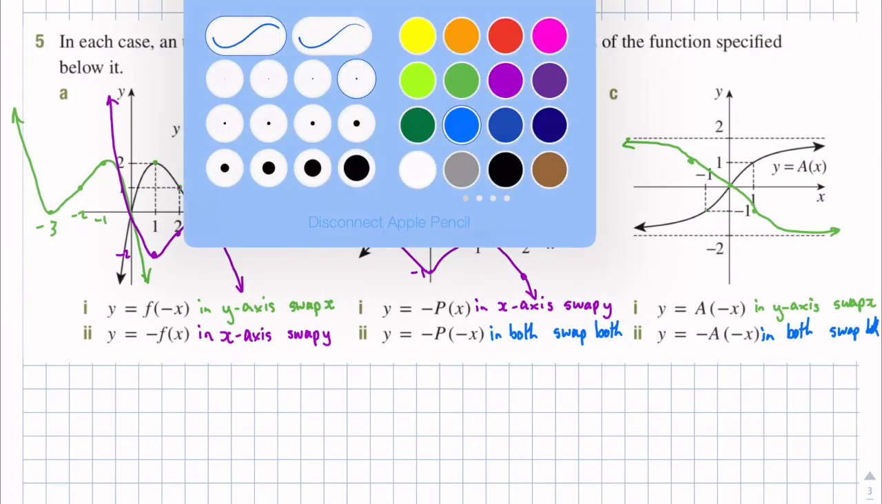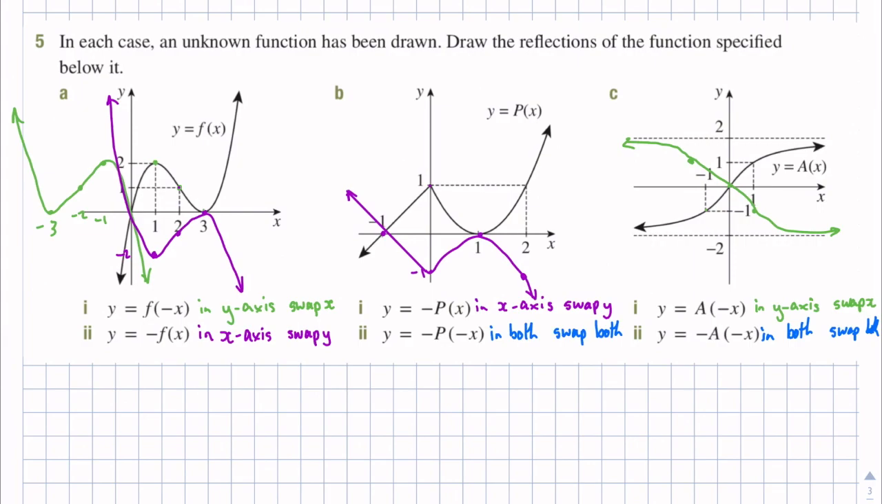And let's have a look at swapping in both. So this one, positive 1 goes to negative 1, 0 goes to 0, although negative 1. If I'm swapping in both, well, I'm just going to get this one that I've already swapped in the x-axis and swap it in the y-axis. So now I'm going to get like that, the round bit, and then the straight bit.